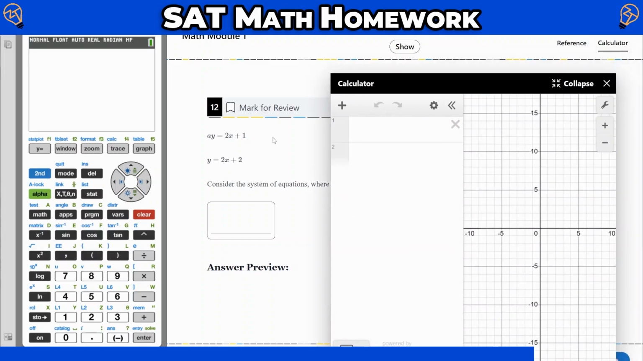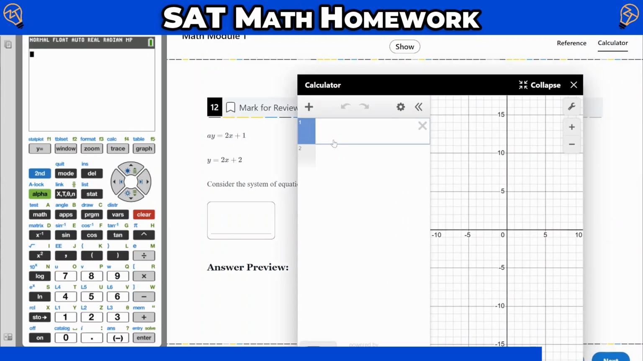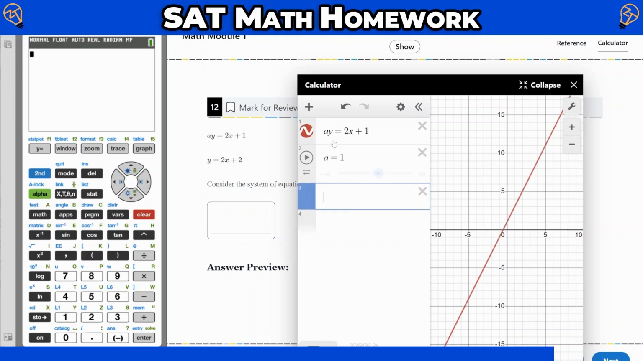Now, because a represents a constant, which it says down here in the directions, we can actually type that in. So we'll put ay, and it creates a slider for that constant, which we'll look at what that means in a moment. We'll press enter. It creates the slider for a. Now, for the second equation, I could put y equals, but with Desmos, that's the one time you don't have to type it in, is when it's y equals, so I won't. And let's go ahead and take a look at what we have here.